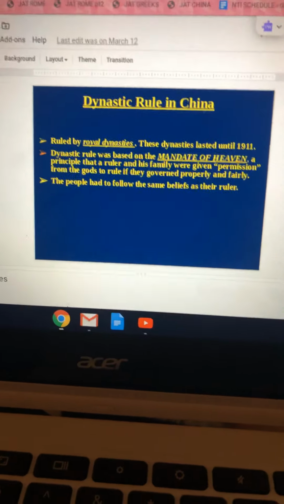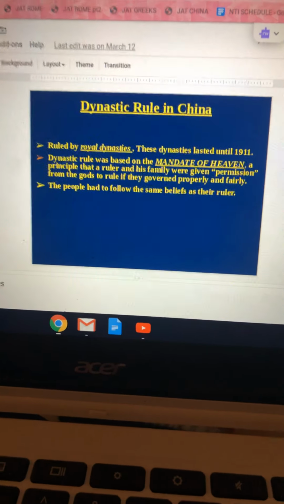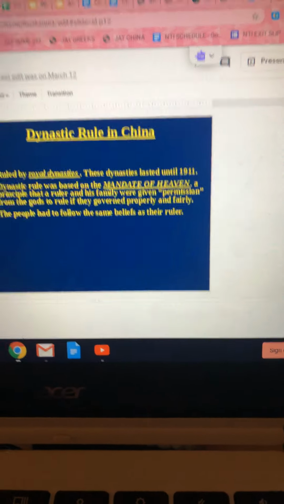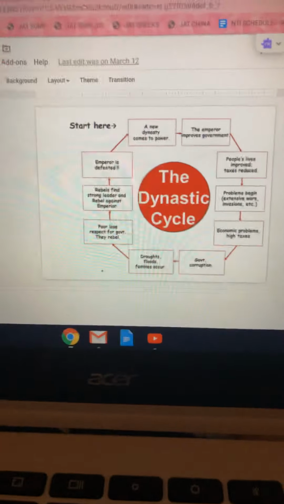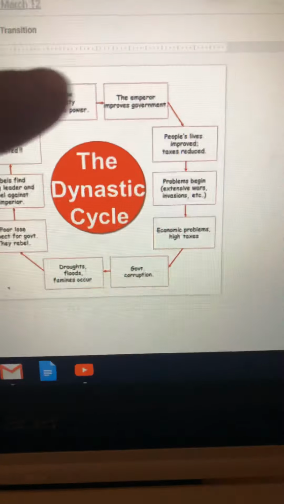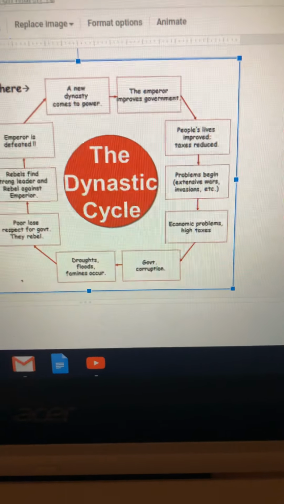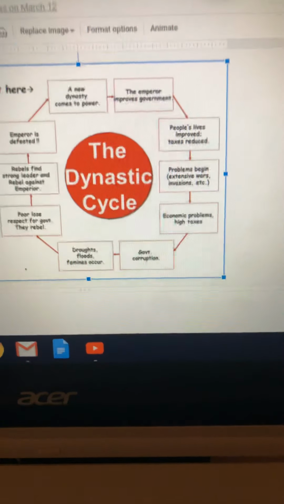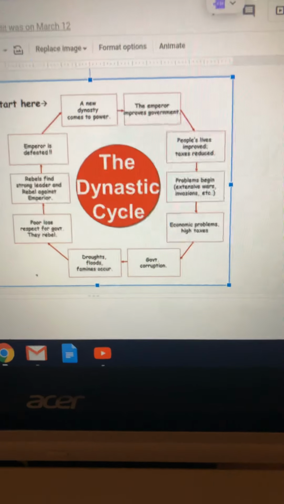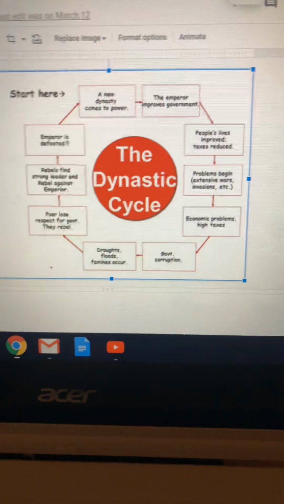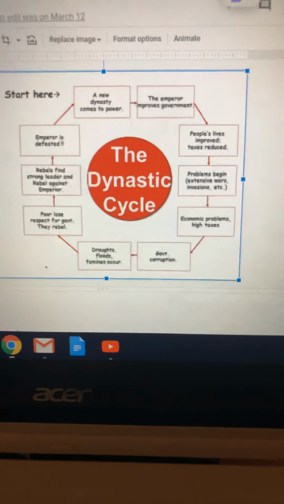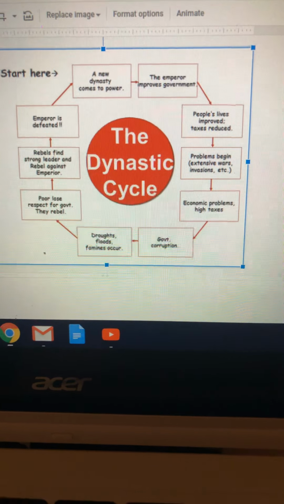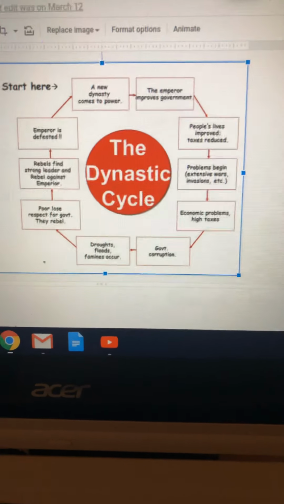Now, with the dynastic rule in China comes a dynastic cycle, and this is how the dynastic cycle is going to go. I'm going to show you the cycle right here. Okay, it says, and we're starting right here, a new dynasty comes to power. So we have the first dynasty that comes to power, and what's going to happen is the emperor is going to improve the government. So he's going to come in, he's going to make laws, he's going to make rules, he's going to grow the economy, he's going to do all these different things to try to make improvements to their government and to their daily lives.